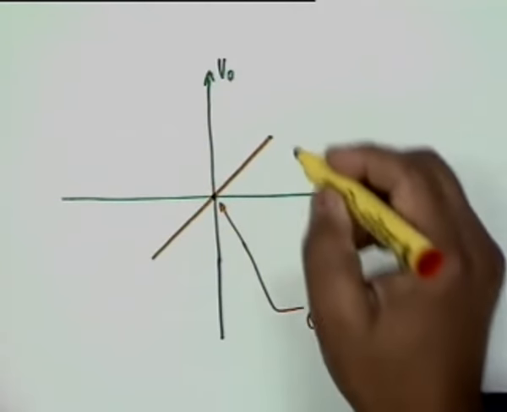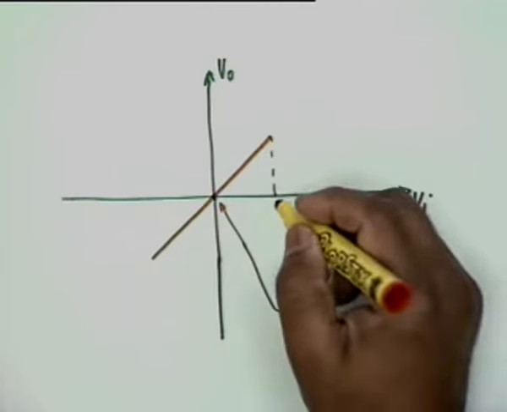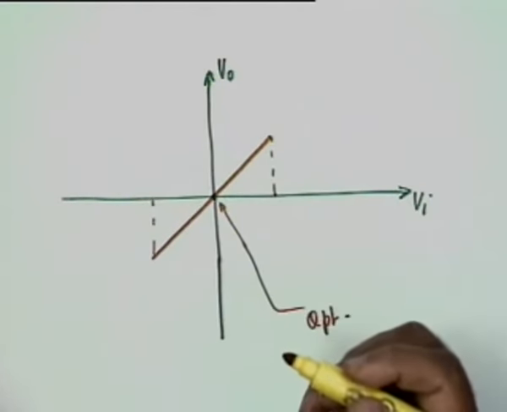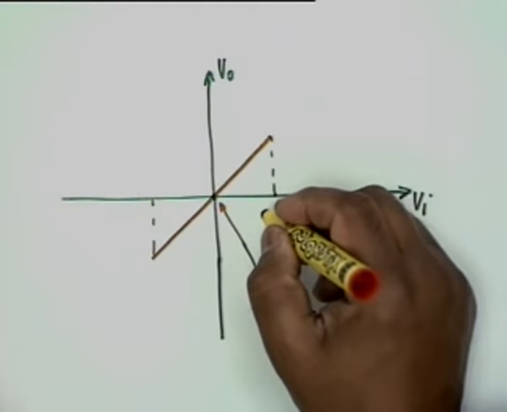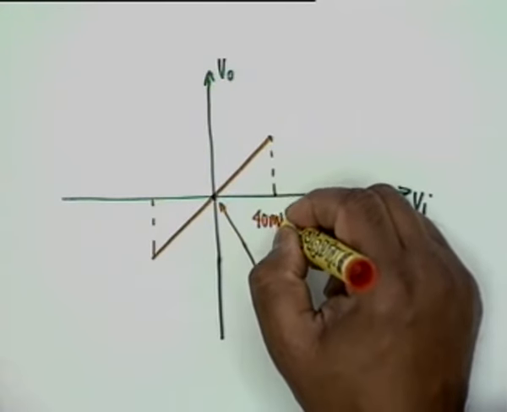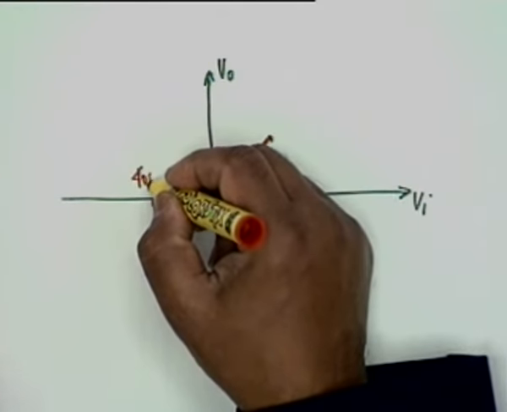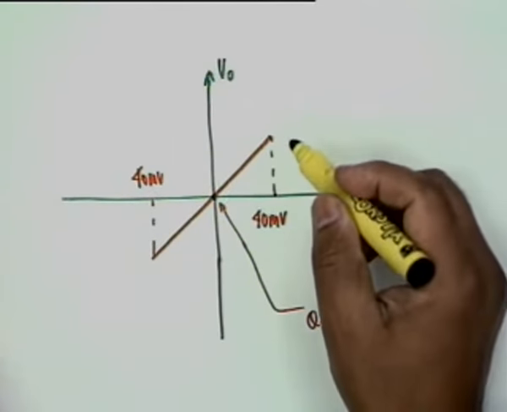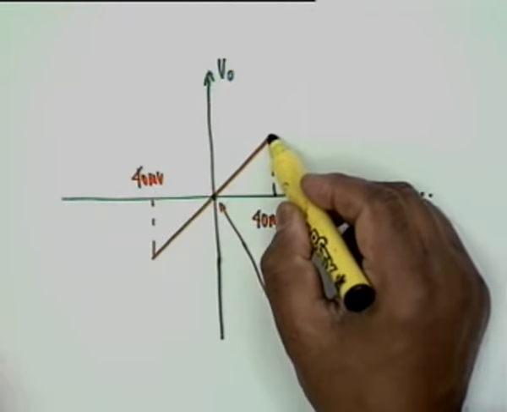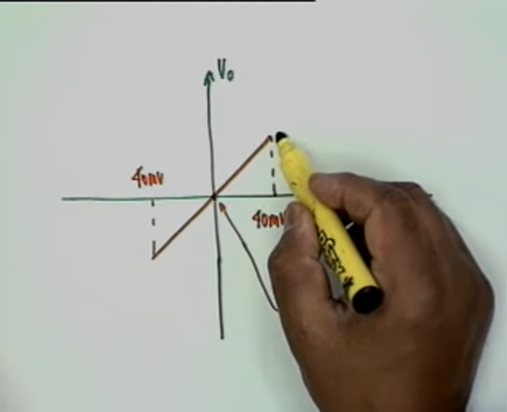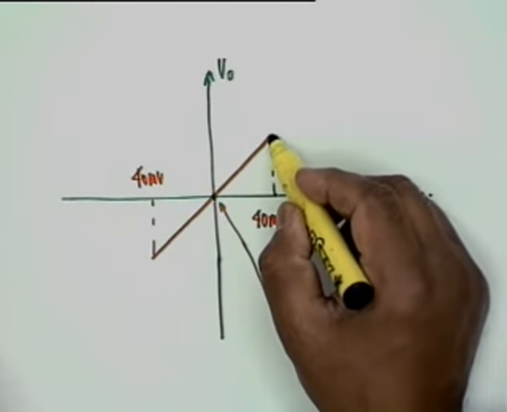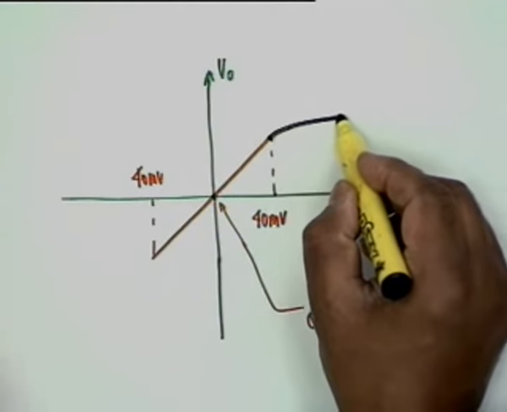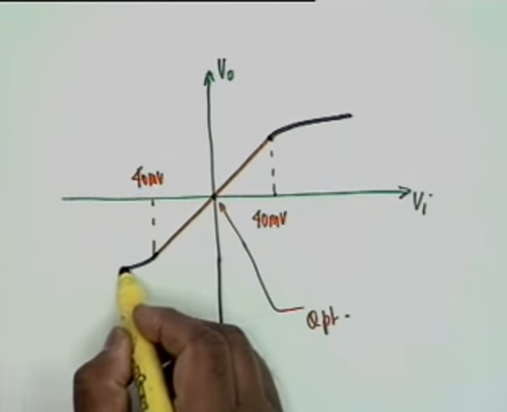and the curve would be a straight line like this only for a certain range of VI, let us say for this range, typically it could be 40 millivolts, typically let us assume a figure of plus minus 40 millivolt. Okay. What will happen afterwards? As soon as we cross 40 millivolt limit, well, saturation or cutoff will set in depending on the polarity, and the curve will try to flatten off like this. Similarly, here also.